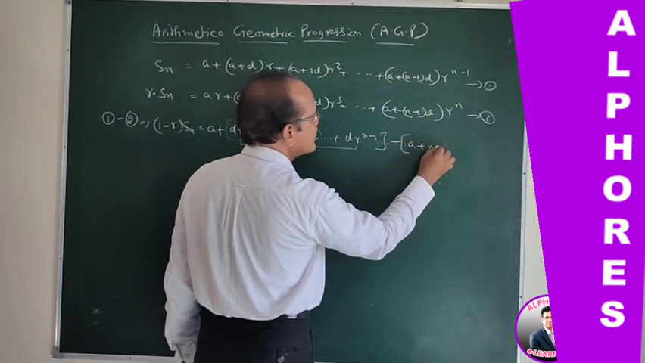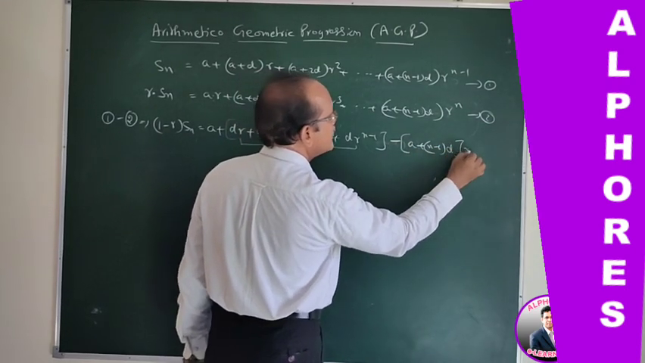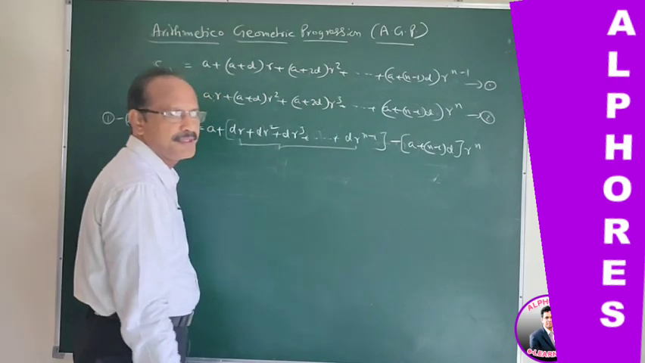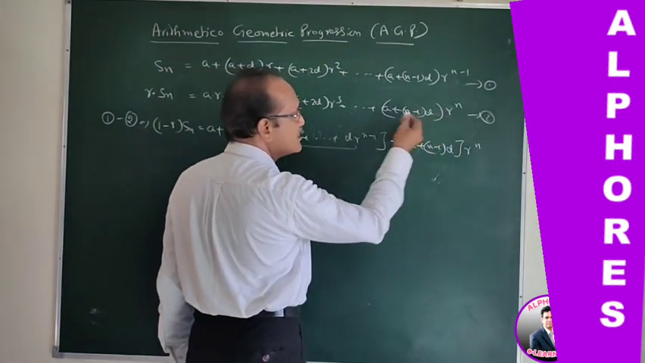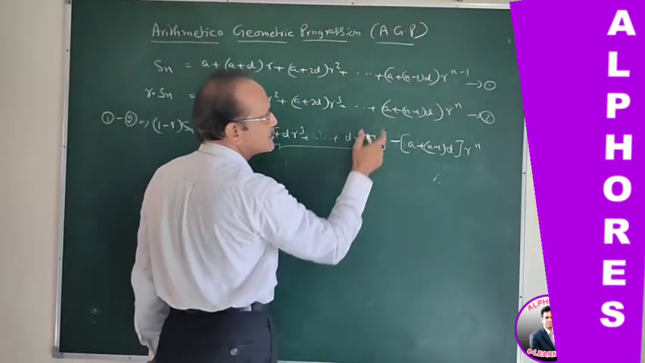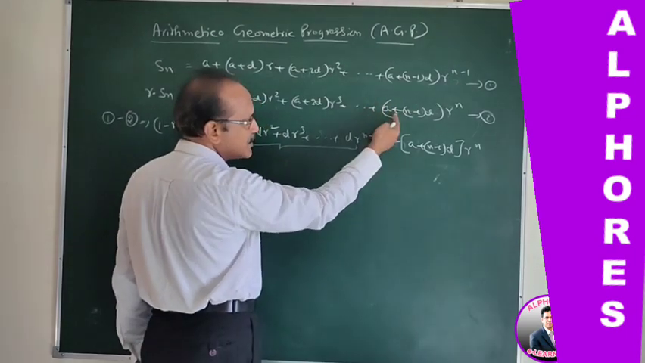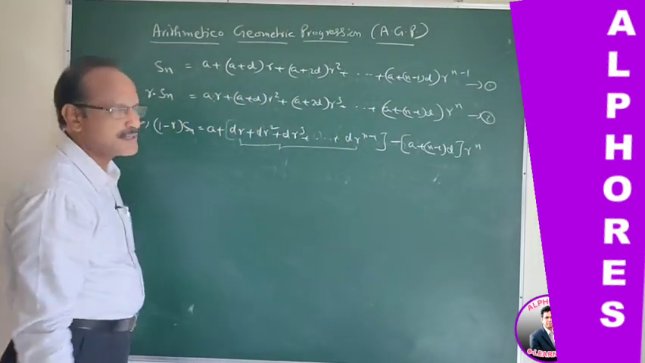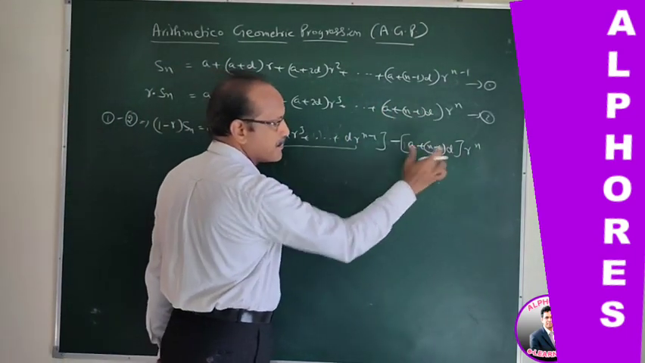A plus n minus 1 into D into R power n. It is the R power n term. It is R power n minus 1 term. It is subtracted from the previous term of this term. Right? So it remains the same.